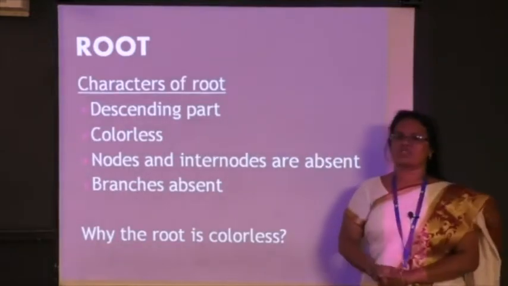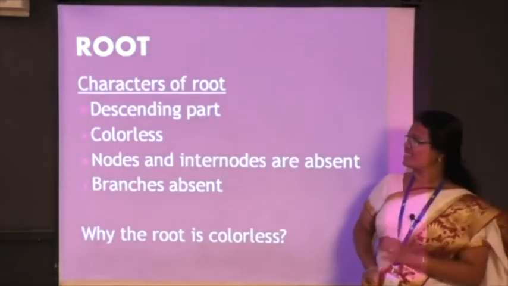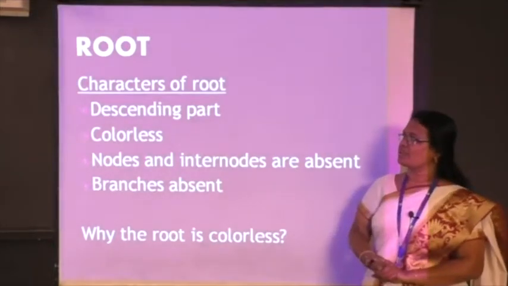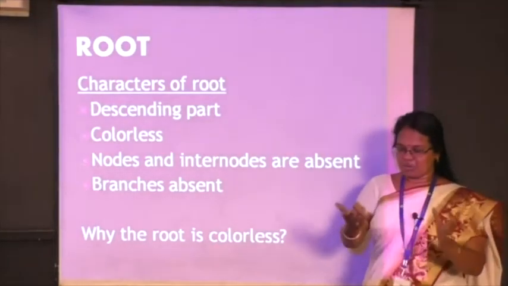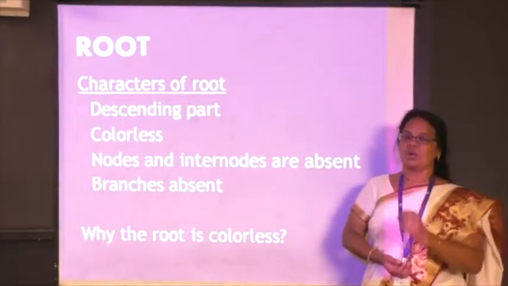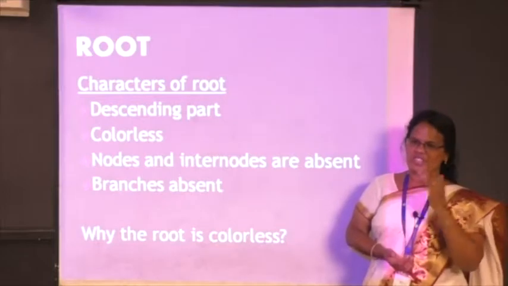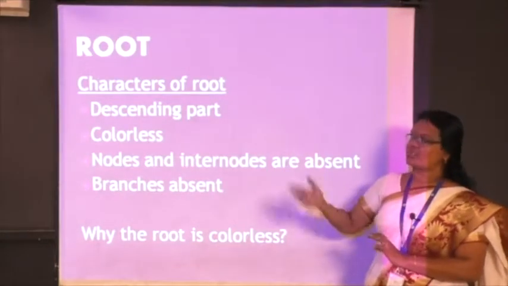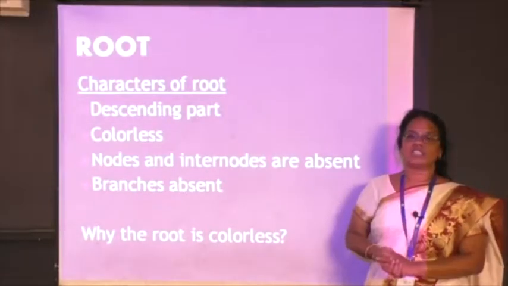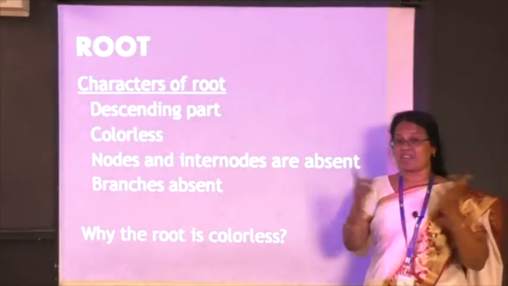Now, root. What is the root? The root is the descending part of the plant, and you know very well that it is positively geotropic, that is, it grows towards the soil. Next, what are the characters of root? The root is colorless. The plant is generally green in color: the stem is green, the leaf is green, and a flower is a different color.